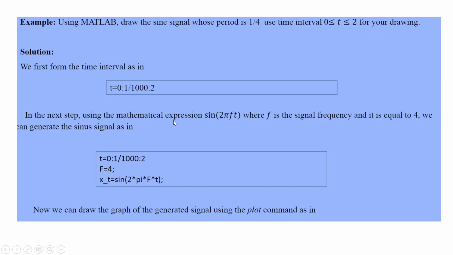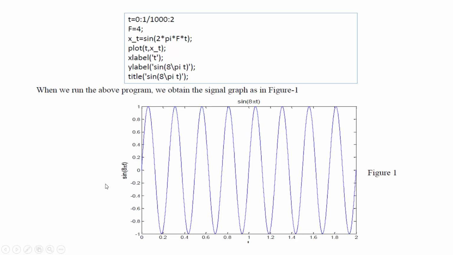Now in the next step, this is the mathematical expression for generating the sine wave, where the frequency, if the period is 1 by 4, will be 4. So we declare this time vector. We declare f as a variable which is equal to 4. Basically this is the frequency, and this sine signal we define like this: sine of 2 pi ft. All right. Now this is the time vector, frequency, and the signal defined.